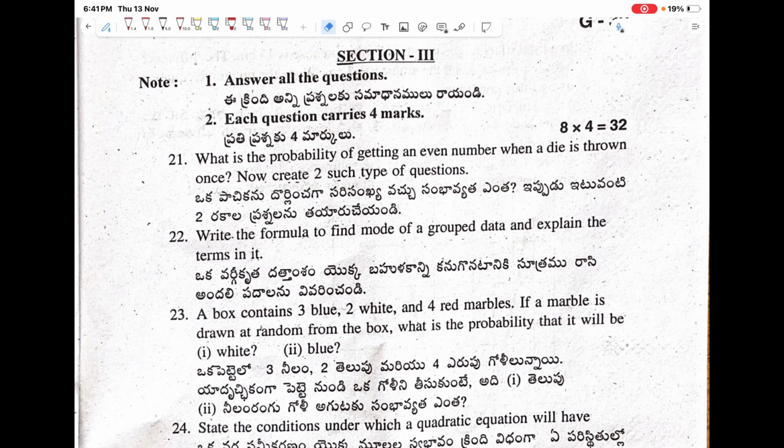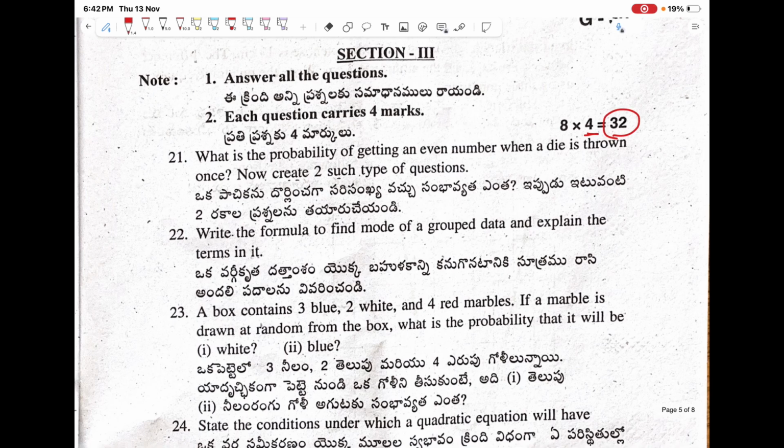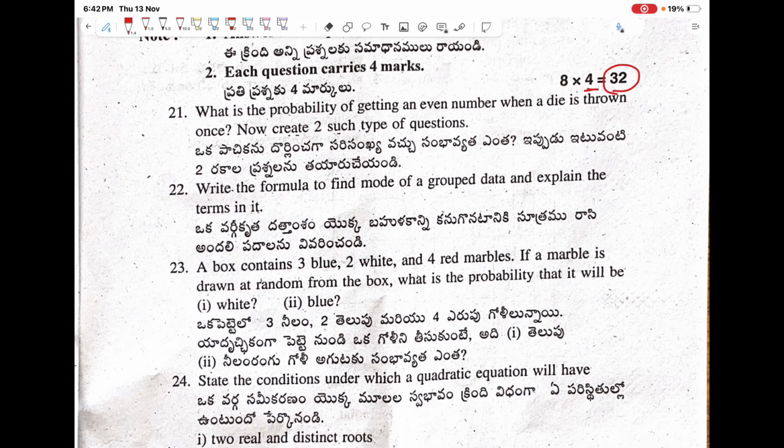In SA1 class 10 section 3, all 4 mark questions. 8 questions will be given, and each question carries 4 marks, total 32 marks. So let us see question number 21. What is the probability of getting an even number when a die is thrown once?